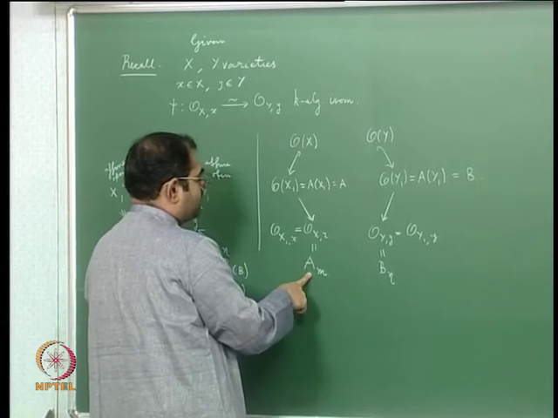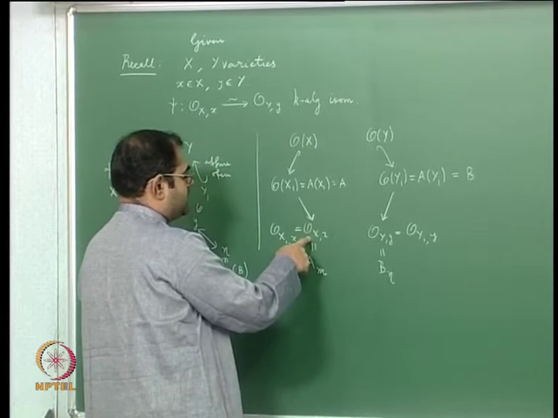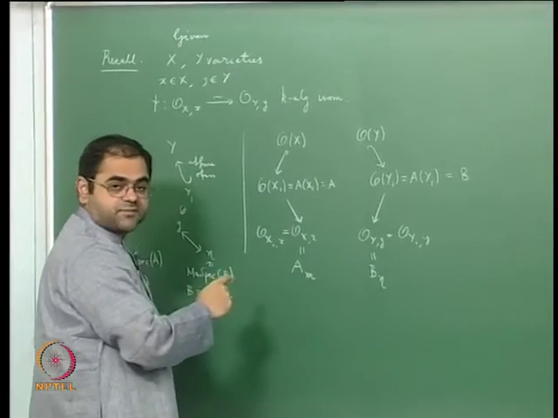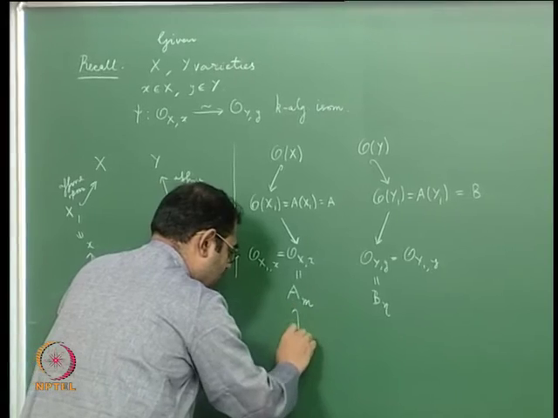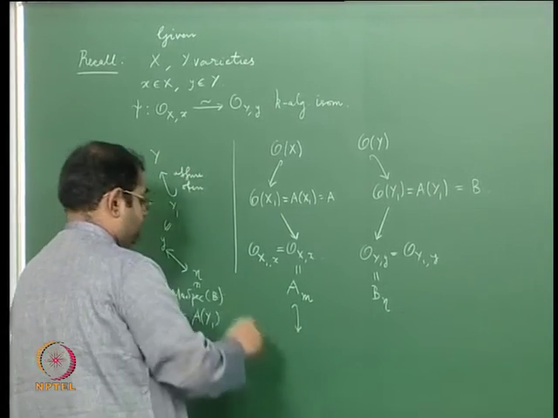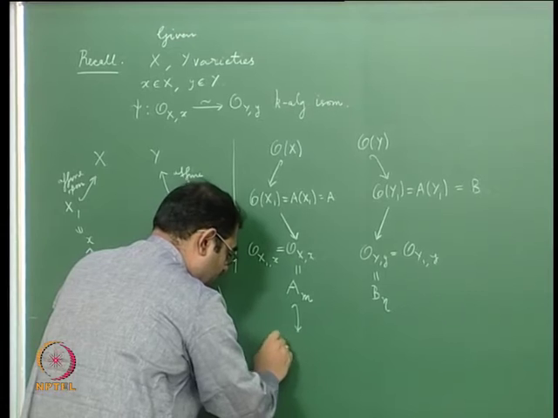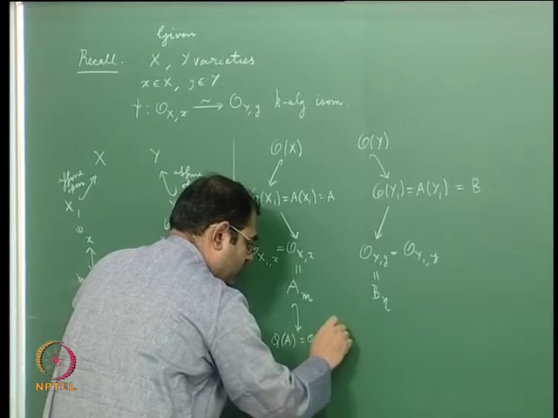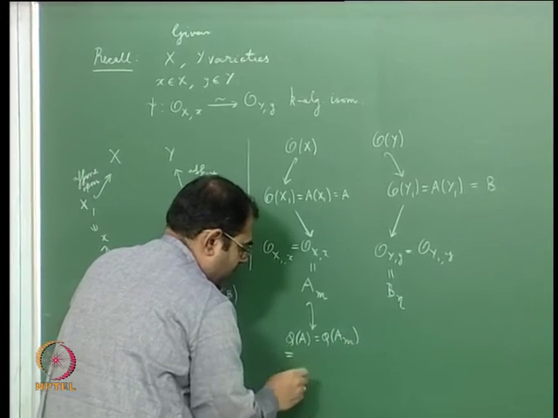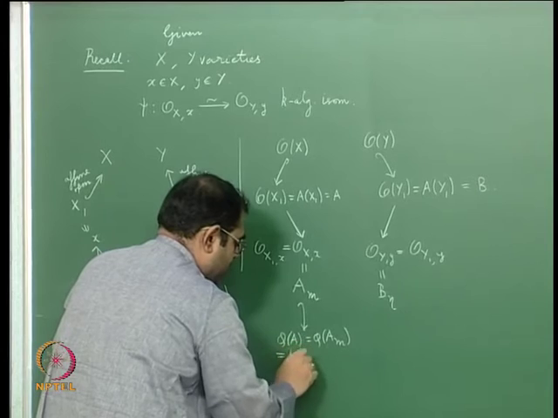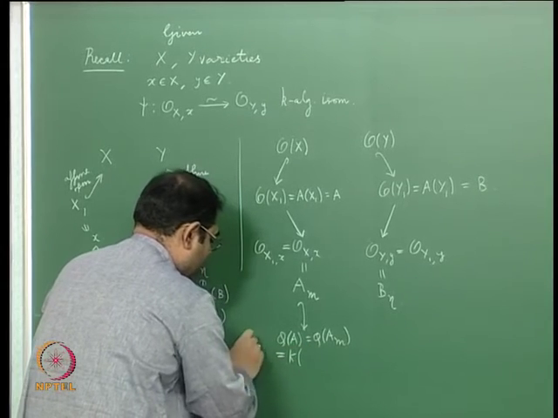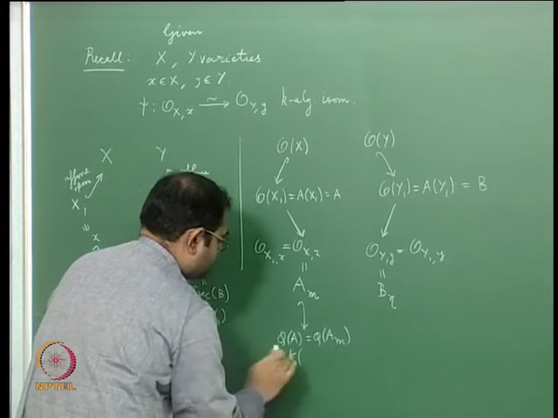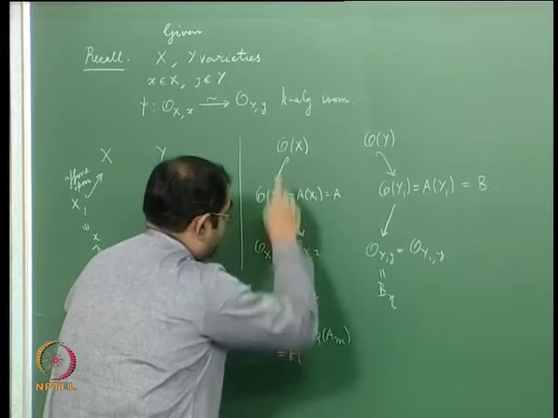The quotient field of A_m is the same as the quotient field of this, which is the quotient field of A, and that is also equal to the function field of X. So what you must understand is that this is happening inside the quotient field of A, which is the same as the quotient field of A sub M. This is also equal to the function field of X.